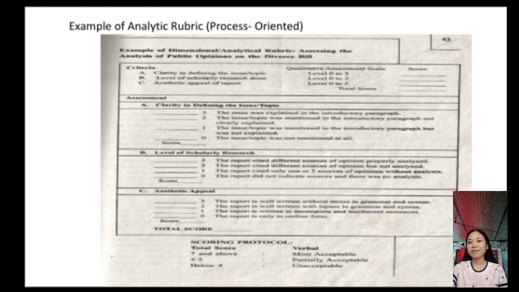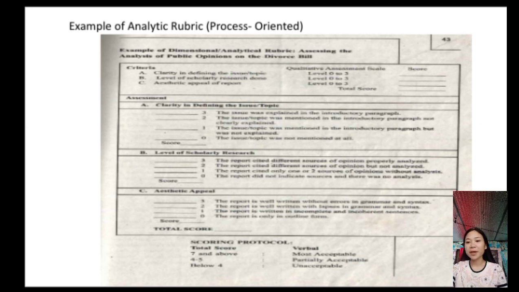In clarity in defining the issue or topic, the student will get 3 points when the issue was explained in the introductory paragraph, and 2 if the issue or topic was mentioned in the introductory paragraph but not clearly explained, and 1 if the issue or topic was mentioned in the introductory paragraph but was not explained, and 0 if the issue or topic was not mentioned at all. So that is for the clarity in defining the issue or topic.